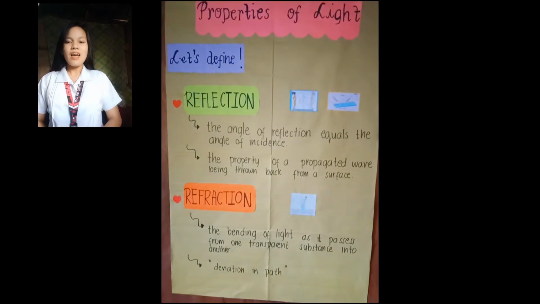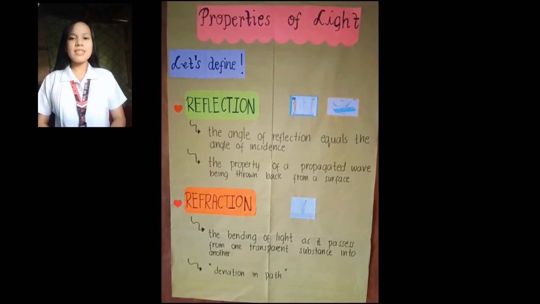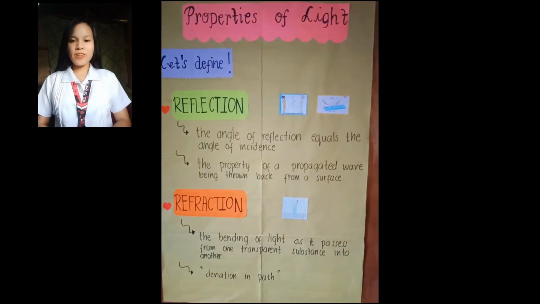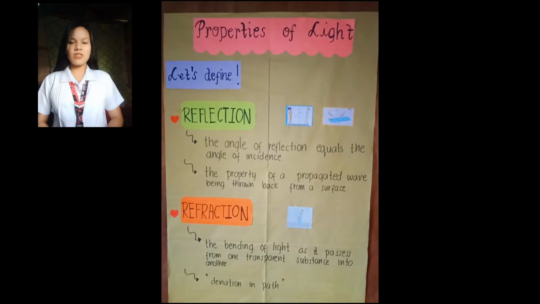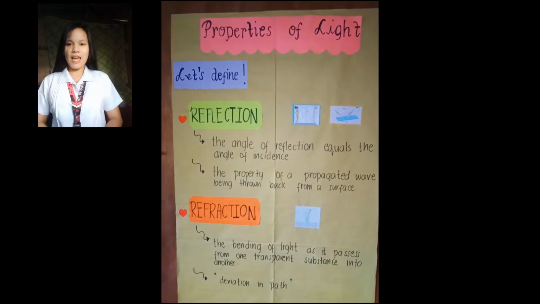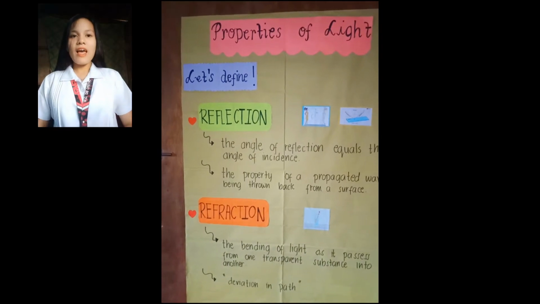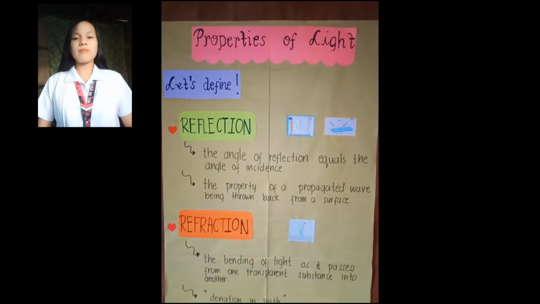Good morning, class. Our topic for today is all about the properties of light, specifically reflection, refraction, and dispersion. In this discussion, we are going to define the different properties of light, how they occur, and the real-life examples of them. First, we have reflection.